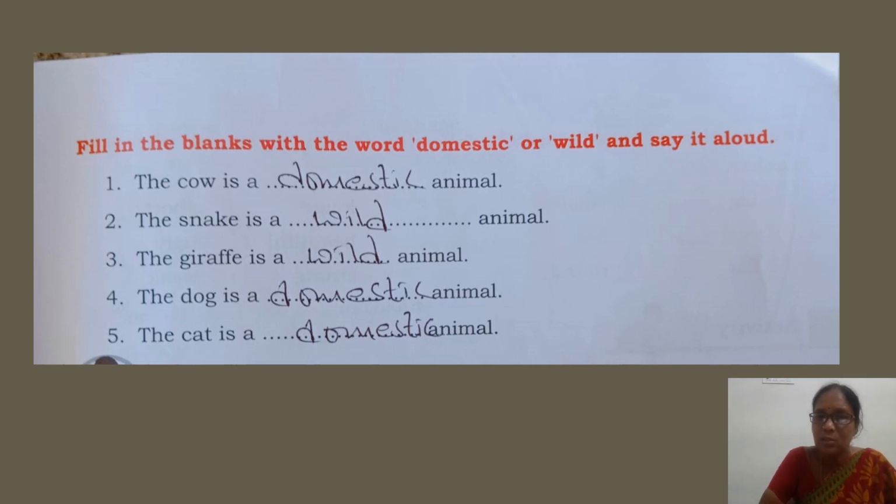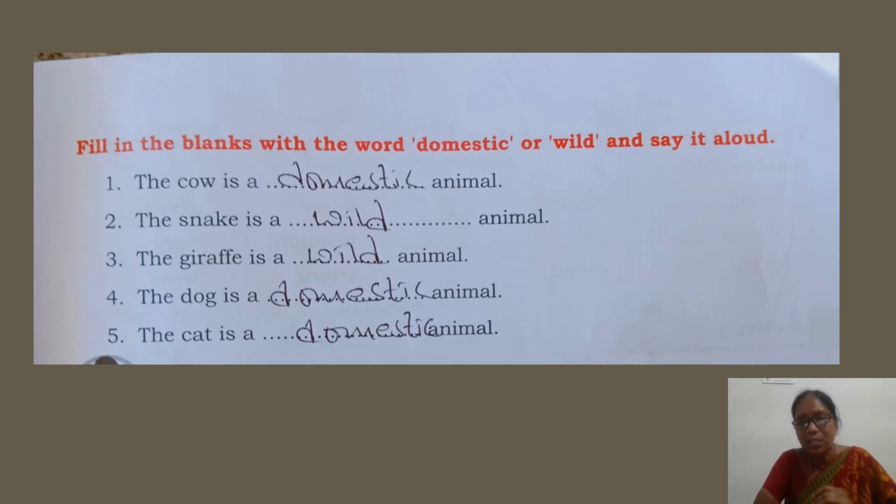ఓకే, hens are domestic ఎందుకంటే we keep them for eggs and meat. Cow domestic animal, దేనికోసం పెట్టుకుంటాం? For milk. అలానే bullocks for field work kada, for work we keep them. So they are domestic animals. Giraffe, tiger, lion are wild animals.